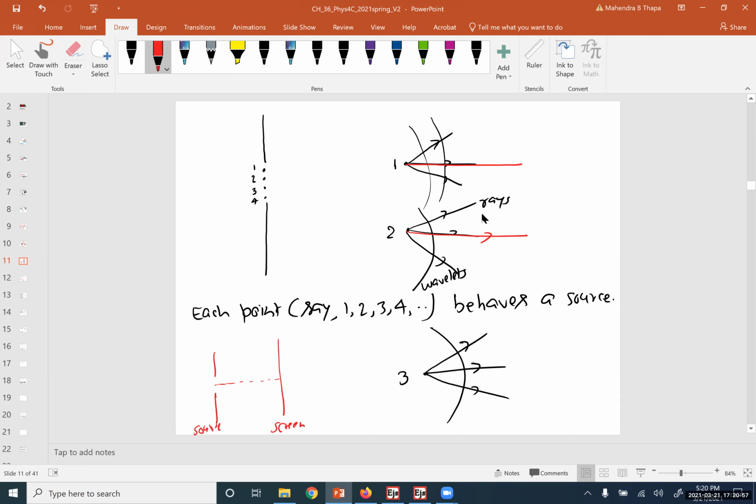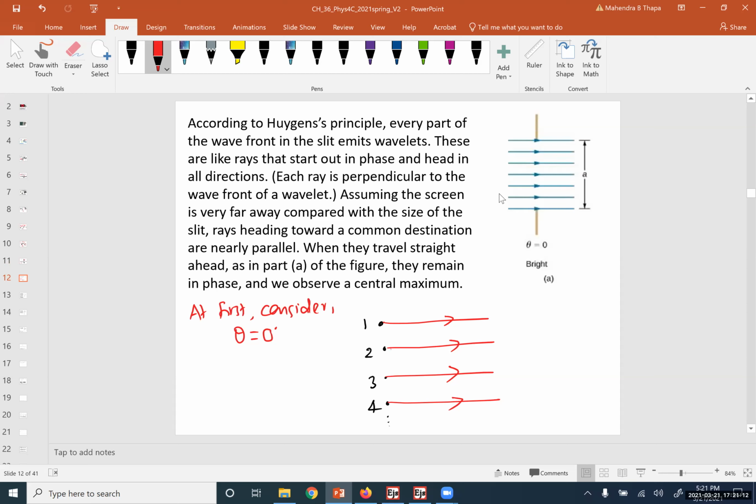Then we are considering the rays parallel to this line, meaning we join the center of the source and where we get the central bright. If we are considering this case, then because of the lens, it will take the same time to reach the screen. So what will happen? The rays heading towards a common destination are all parallel. When they travel straight ahead, as shown in the picture, they remain in phase and we observe a central bright.